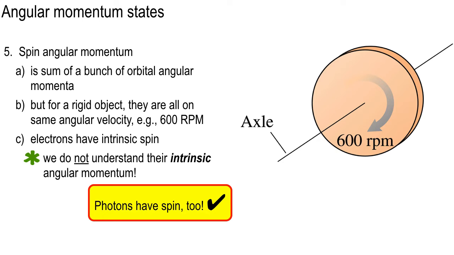Here's something else that's kind of cool. Photons of light, the little particles of light that are entering your retina right now, they have spin as well, angular momentum. There are different ways to explain the fact that they have it, but we don't really know why they have it. But they do have angular momentum.